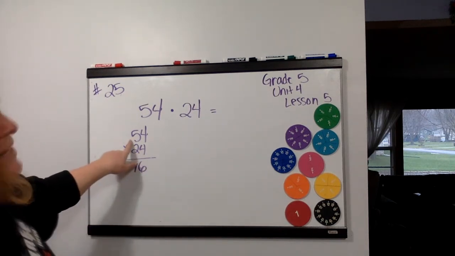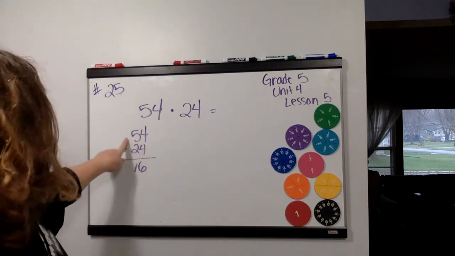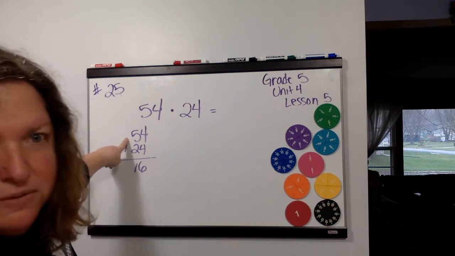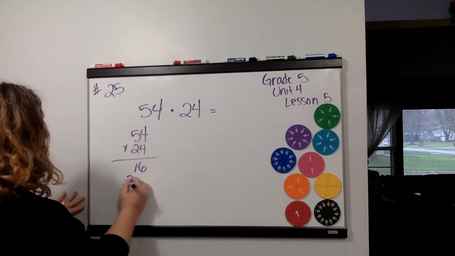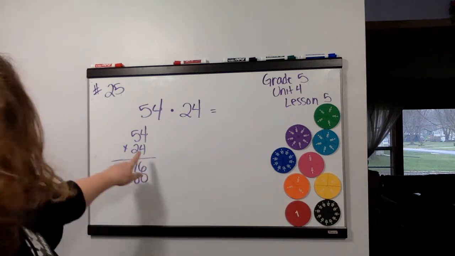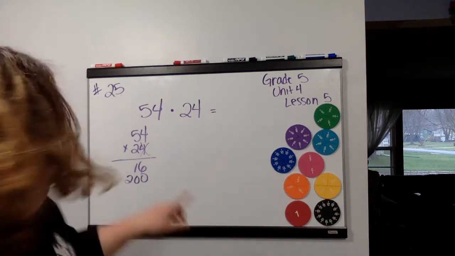Now we're going to do 4 times 50. We know that 5's a 50. What is 4 times 50? Well, 4 times 5 is 20, so 4 times 50 would be 200. So we're going to add on 200. Then we're done with that, so I'll cross that out to help myself remember.